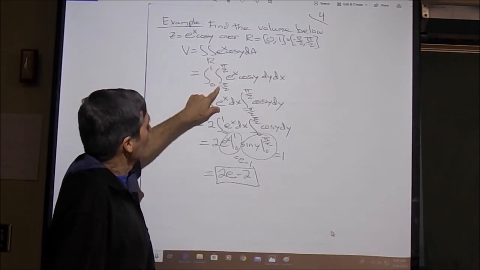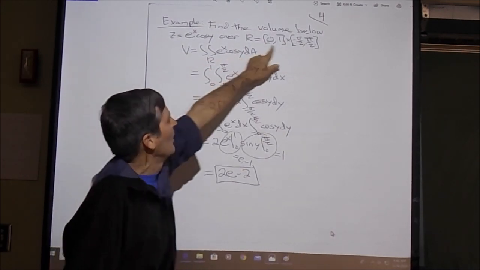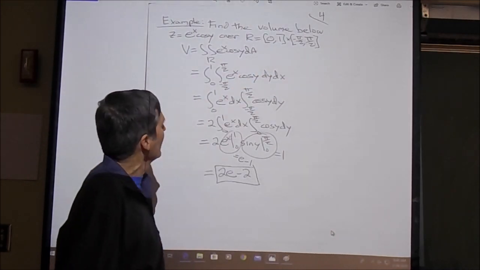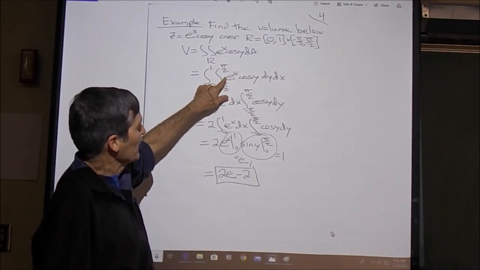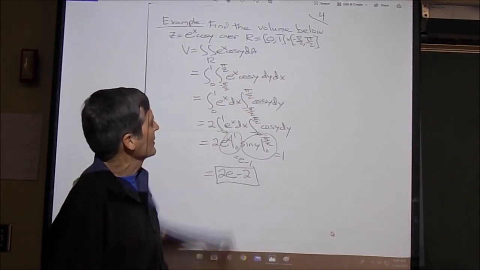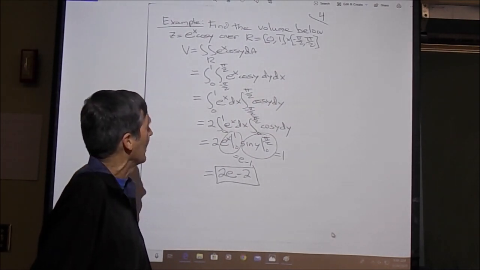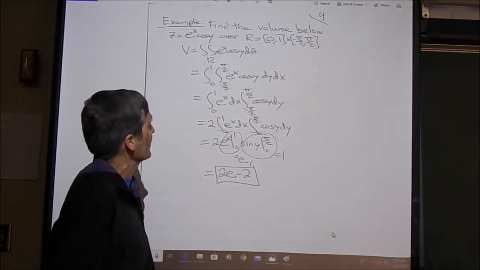By Fubini's theorem, that's equal to the iterated integral. X going from its minimum to maximum, 0 to 1. Y going from its min to max, minus pi over 2 to pi over 2. F of x, y, the surface we want the volume underneath, dy dx. So there's Fubini's theorem for this one, and we can calculate the volume exactly. What we can do is this. This is a real help in some of the problems, actually.